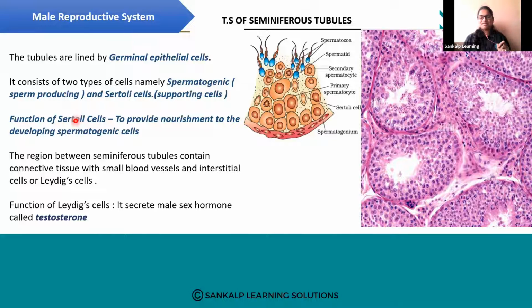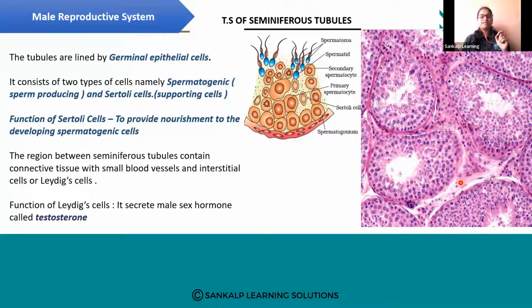This Sertoli cell is called the nurse cell. They also call it the sustentacular cell. What is its function? It provides nourishment for the developing spermatogenic cells. Next, in this diagram you can see, guys, this is one seminiferous tubule, and this is another seminiferous tubule. In between these seminiferous tubules, you can see purple colour dots in between, right? These purple colour dots are there, no?